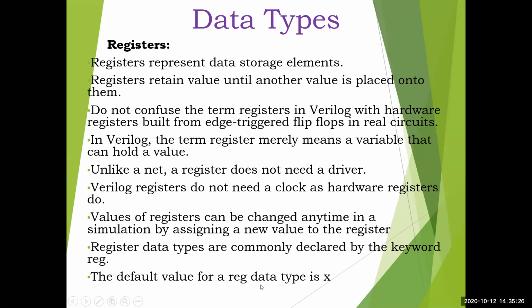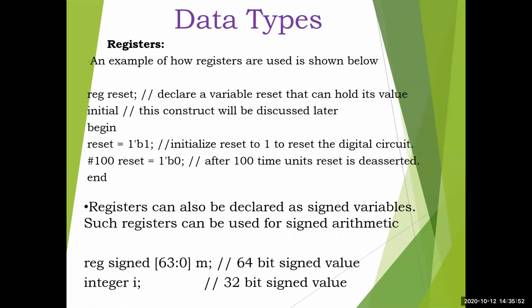The default value for a register data type is X. This is another difference from nets. Sometimes they will ask you what is the difference between nets and registers. Some of the differences we know: a register does not require a driver, while a net requires a driver. Similarly, the default value for a net data type is Z, except for trireg, and here it is X. So these are some of the few differences you can note down between nets and registers.